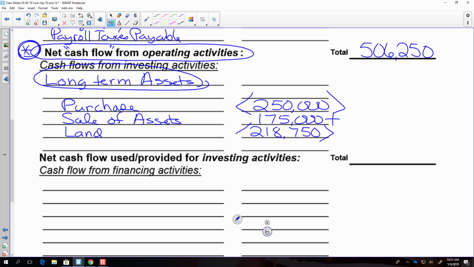Another purchase, because it went up. Now I think I'm done, hopefully. That's it. Yeah, those are my only two long-term assets, the equipment and land.